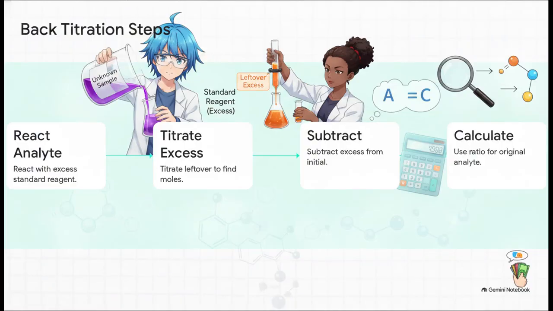Here's the sheer genius of a back titration. First, we dump a massive, known excess of a standard reagent directly into our unknown sample. We know for a fact it's more than enough to completely destroy the unknown. Next, we take whatever standard reagent is left over, the excess, and we titrate that to figure out exactly how much is just sitting there. By taking our initial massive amount and subtracting that leftover excess, we figure out exactly how much reacted with our original mystery substance. It's kind of like handing a cashier a $100 bill for a mystery item. By counting the change they hand back to you, you know exactly what the item costs.